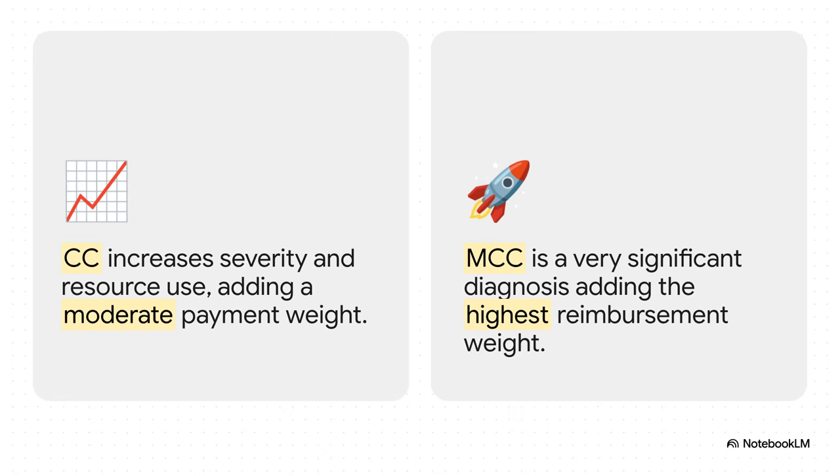We have a CC, or complication and comorbidity. That's a secondary diagnosis that increases resource use and adds a moderate weight to the DRG. Then, we have an MCC, or major complication and comorbidity. This represents a highly significant diagnosis that adds a lot of weight and triggers the highest possible reimbursement tier.